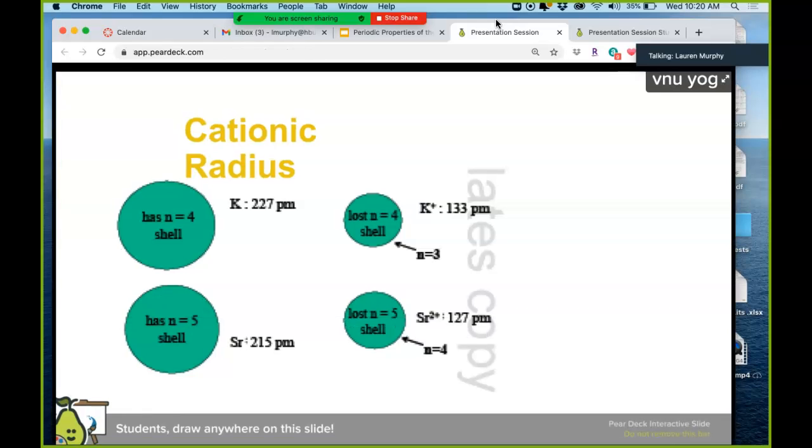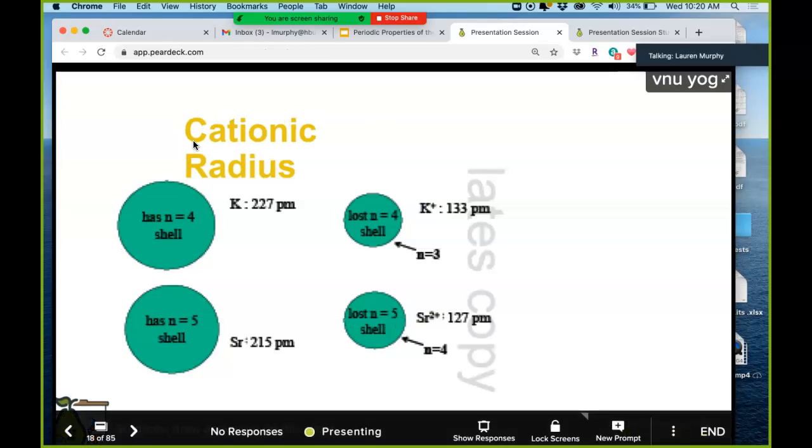So look at this. These are just examples. Cationic, meaning positively charged. So you have normal potassium. It's 227 picometers. That's its radius. If potassium loses 1 electron, it loses its whole valence shell. So now we only have 3 shells of electrons. Okay, so it's smaller and its radius shrinks. Same with strontium. It loses its shell, its radius shrinks.